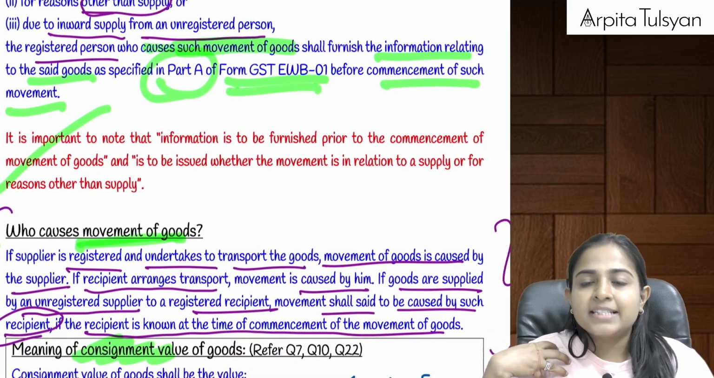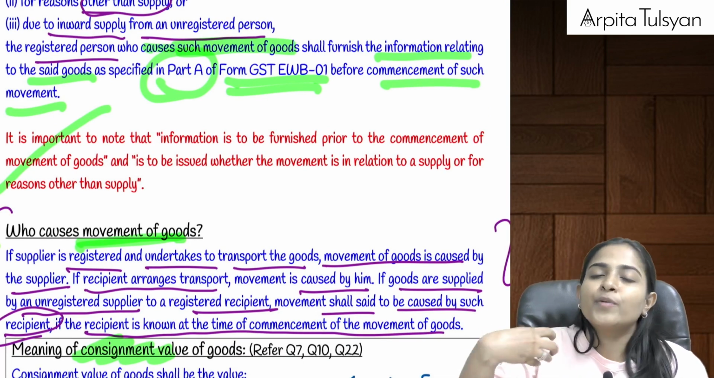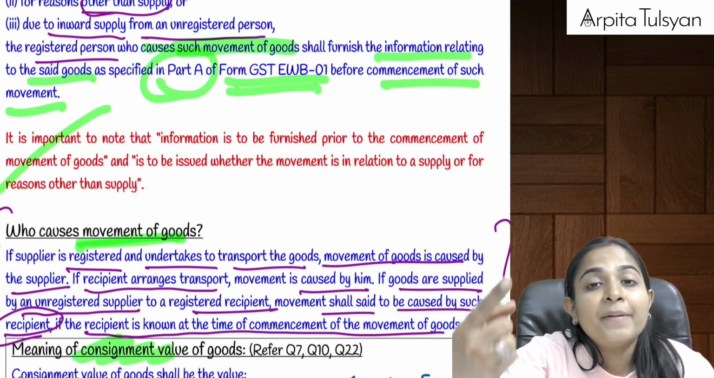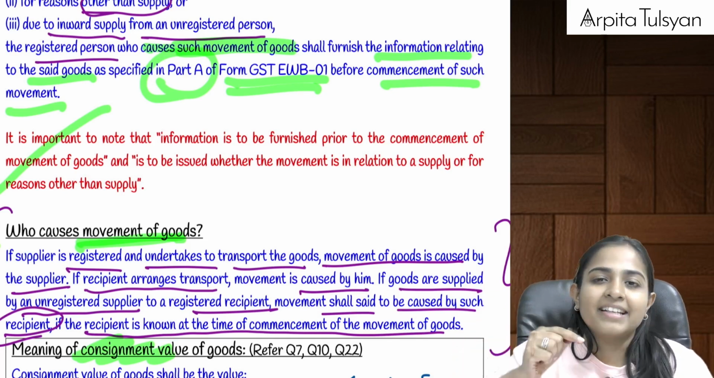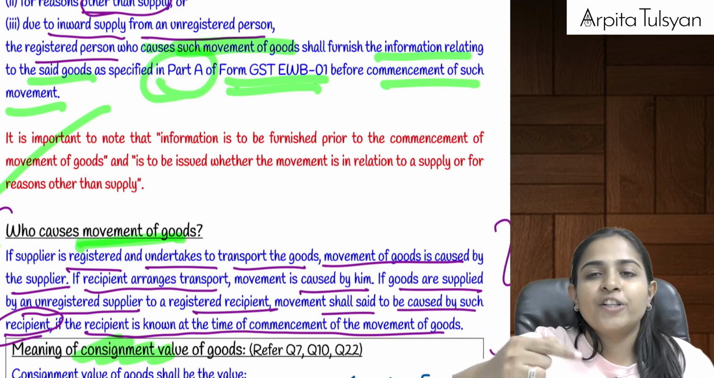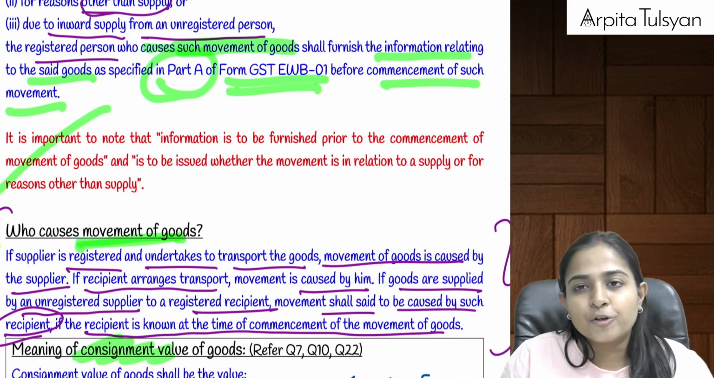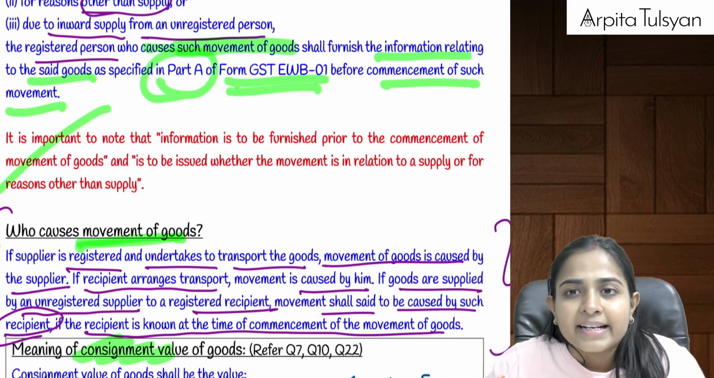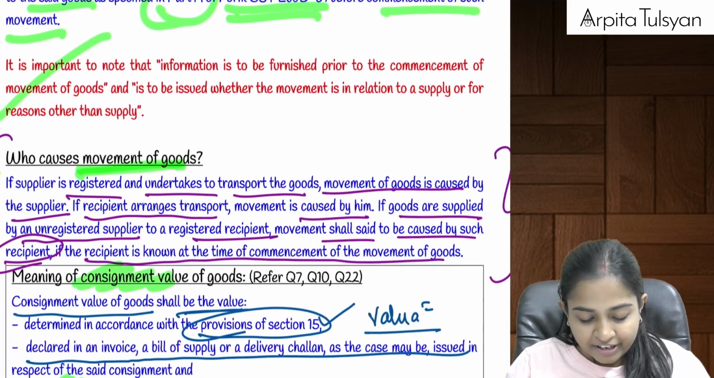If the supplier is a registered person and he is undertaking the transportation of goods, then he is the person causing the movement of goods, so he will generate the e-way bill. If the supplier is unregistered but the recipient is a registered person, then the recipient is the person causing movement of goods and he will generate the e-way bill. If the recipient is arranging for the transport, the recipient is the person causing movement of goods, so he will generate the e-way bill. Are you clear with this? If both of them are unregistered persons, then the transporter is the person causing movement of goods and he will be responsible for generating the e-way bill.